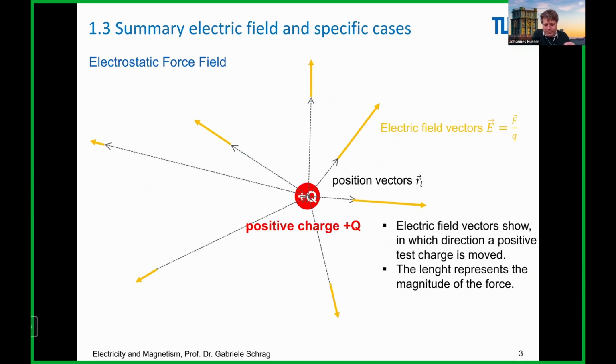So now you have seen in the previous slide what the force is according to the test charge. Now we went to the step where we have introduced this electric field, and the electric field is obtained by dividing the force field through the test charge.